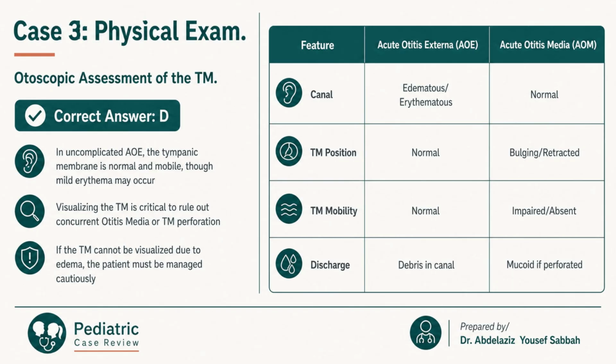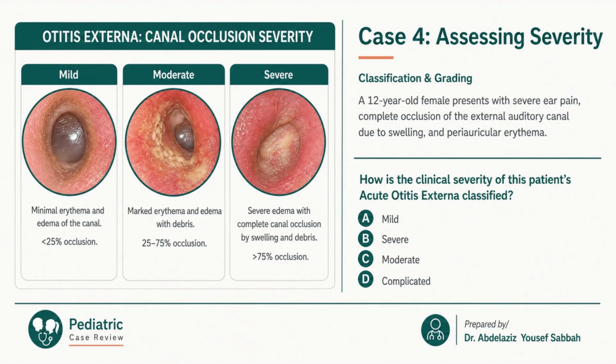Key differentiating features include an edematous and erythematous canal with debris in otitis externa compared to a normal canal but abnormal tympanic membrane in otitis media. Case 4. A 12-year-old female presents with severe ear pain, complete occlusion of the external auditory canal due to swelling, and periauricular erythema. How is the clinical severity of this patient's acute otitis externa classified?